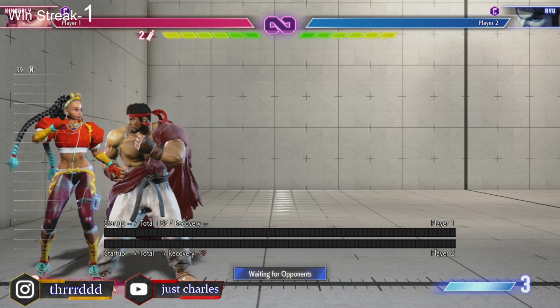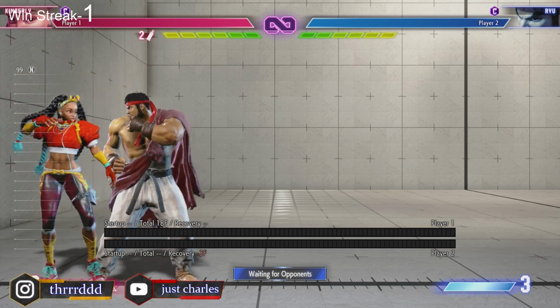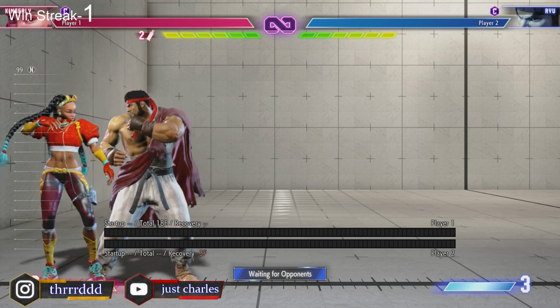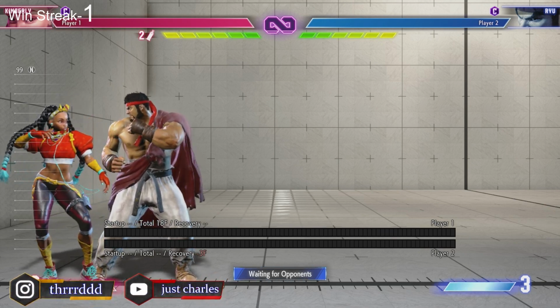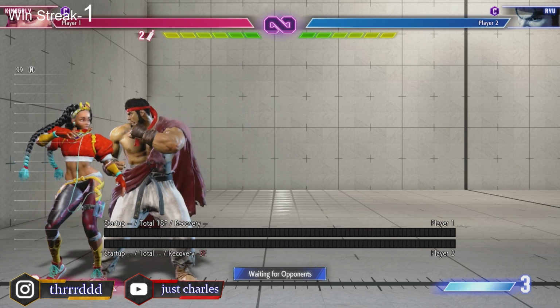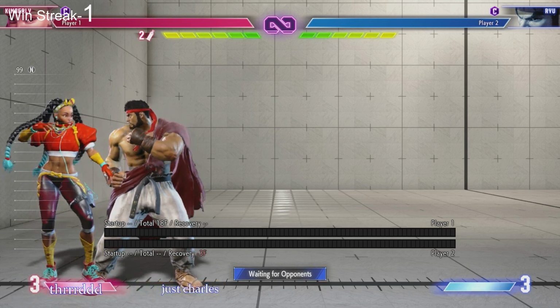A lot of people don't understand frame data, and I'm here to teach y'all about it. If you're struggling to understand it, it's very simple, very easy to read once you get a grasp on it.